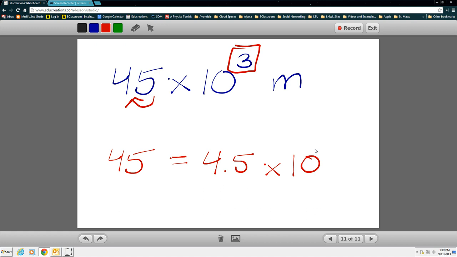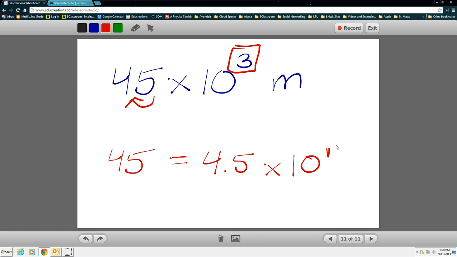10. That's it. Okay? So just 10. 10 to the first. That's the same thing as 45. It doesn't look the same, but it is the same. 45 is the same as 4.5 times 10 to the first. 10 times 4.5 is 45. Now you might be thinking, wow, this seems like over the top. And it's not if you want an absolutely 100% accurate answer.